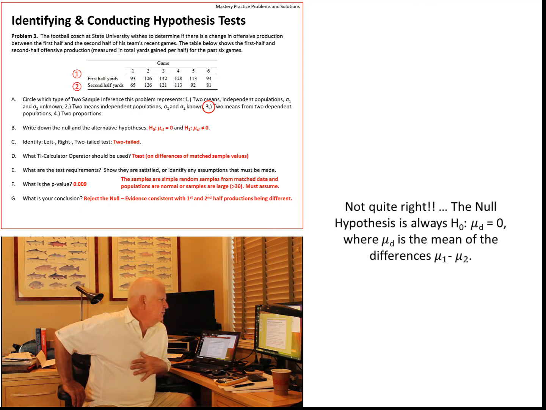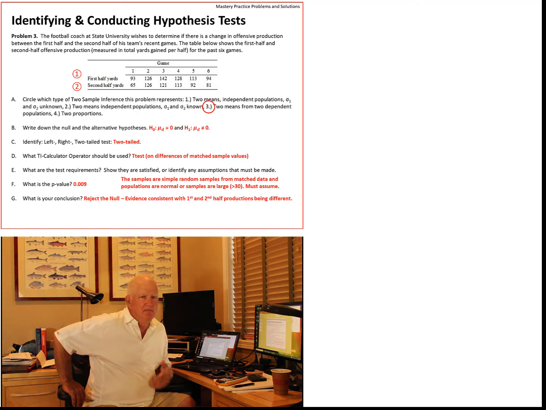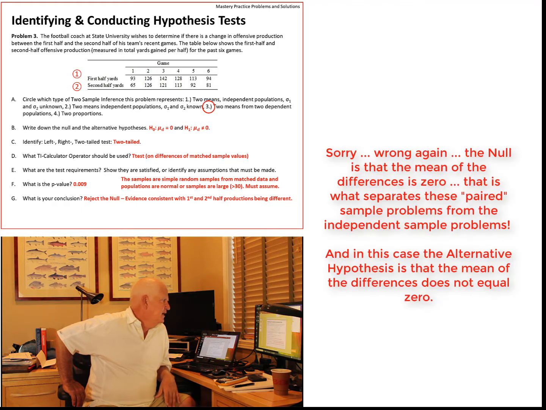So if I handle problem A, this is a problem associated with two means from two dependent populations. The dependency is, again, through the fact that these are the same team in all cases. The null is mu1 minus mu2 is equal to 0. The coach wants to determine if there is a change, so he doesn't care up or down, he just wants to know if those are the same or not. So the alternative hypothesis is mu1 minus mu2 does not equal 0. That makes it a two-tailed test.